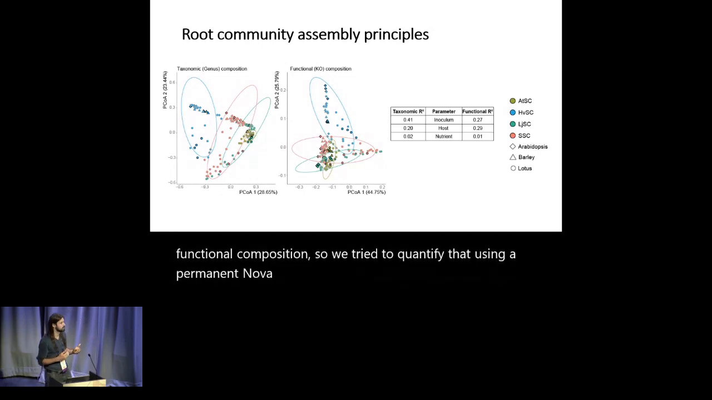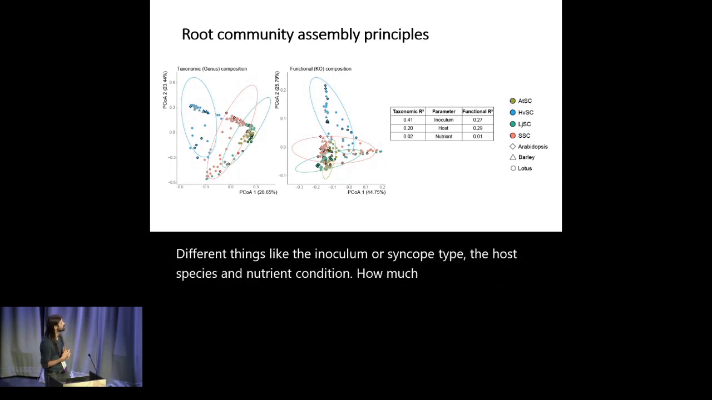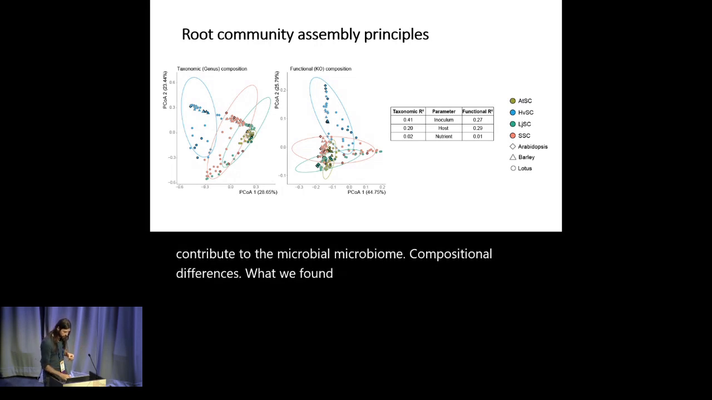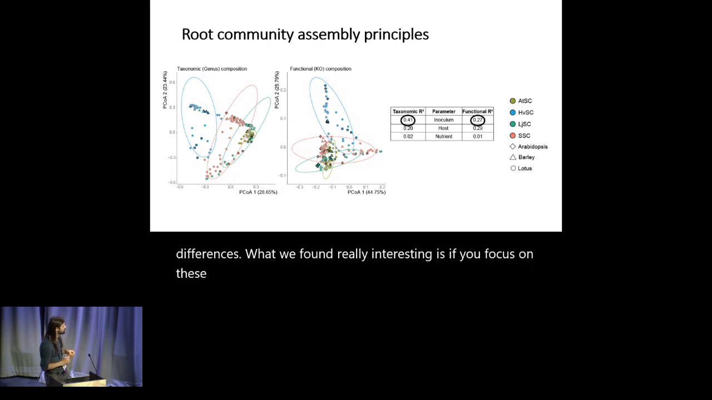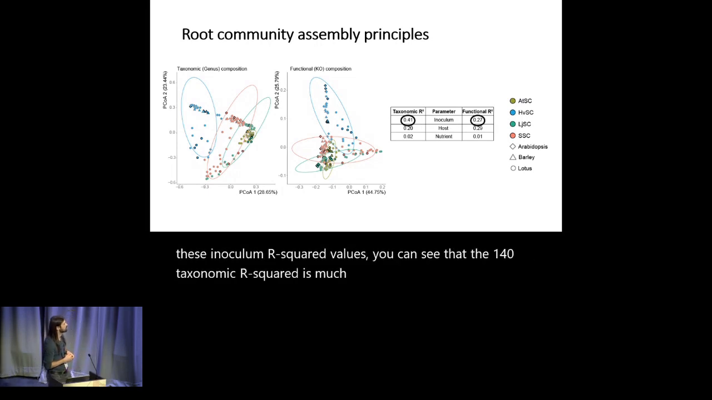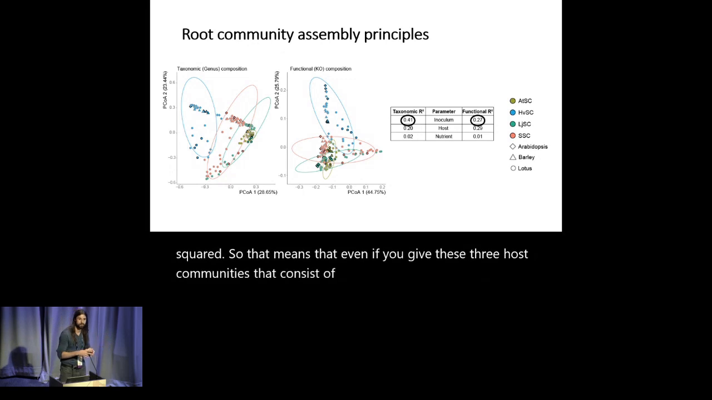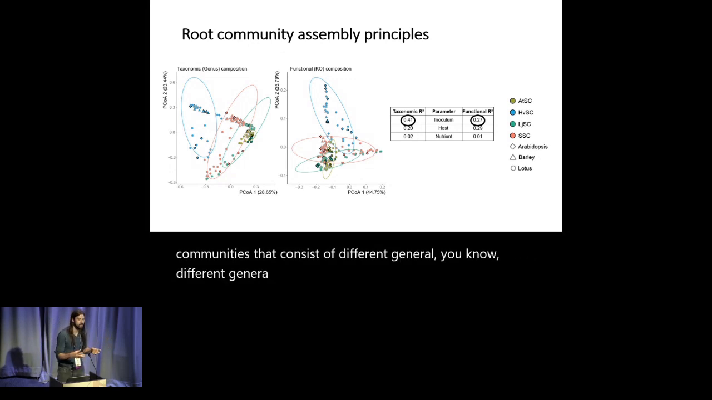That tells us, for the different things like the inoculum or SynCom type, the host species and nutrient condition, how much these parameters explain microbiome compositional differences. What we found really interesting is that if you focus on these inoculum R² values, you can see that the taxonomic R² is much bigger than the functional R². So even if you give these three host communities that consist of different genera, different genera assemble around the roots, but in terms of functionality, they are more similar.